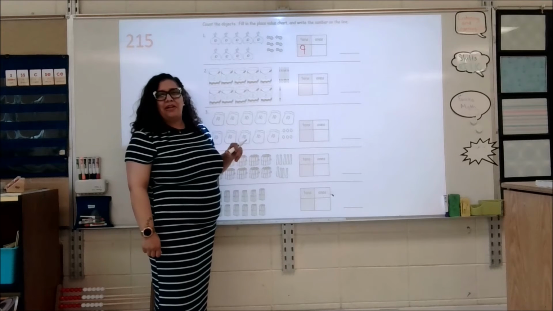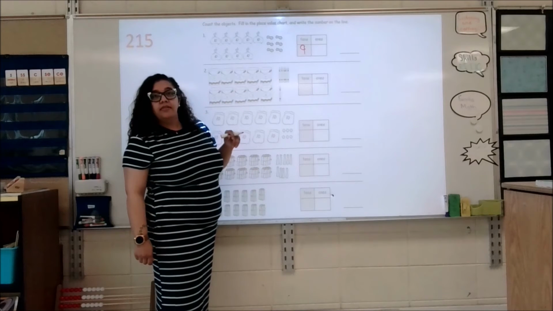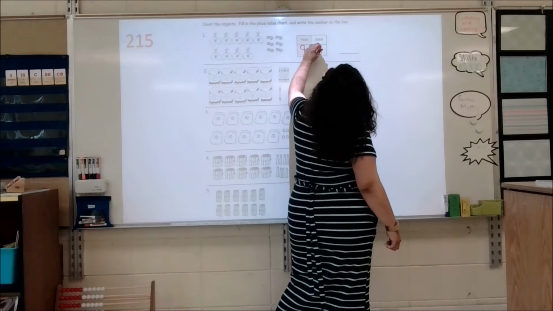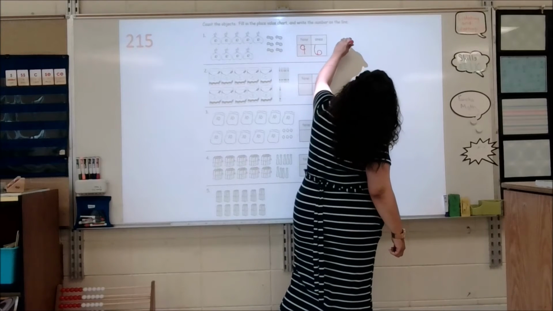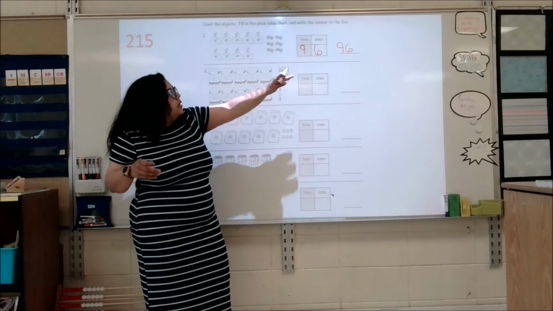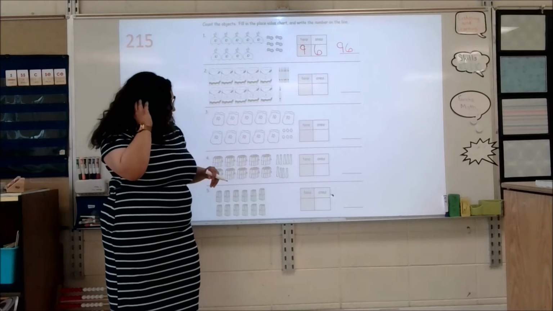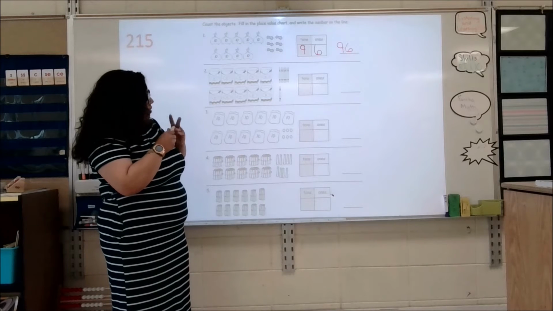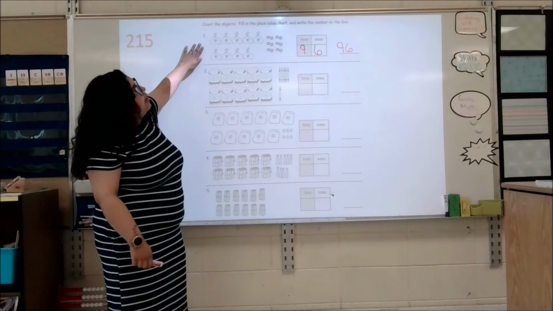How many loose peanuts are there? 6 loose peanuts. Good. So 9 10s, 6 ones, 96. Now, the only thing is, do I actually have to count each individual bag, or can I look at how they're grouped, how they're drawn? Look at how they're drawn.